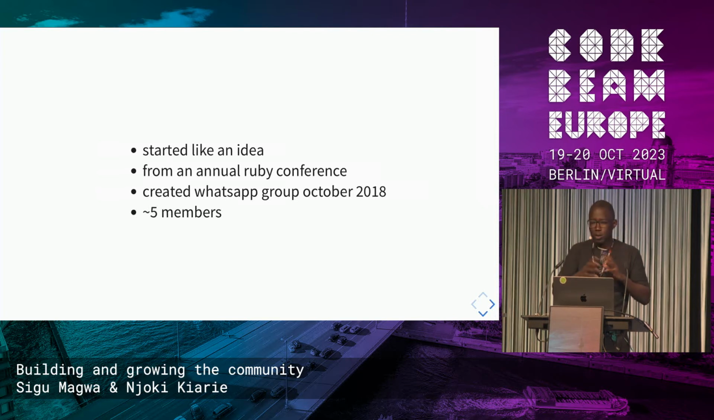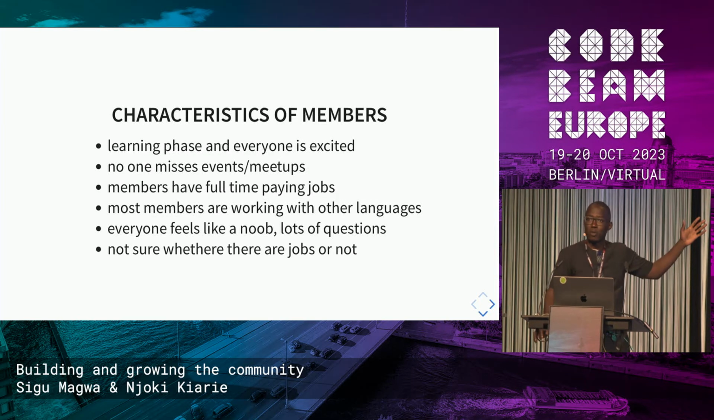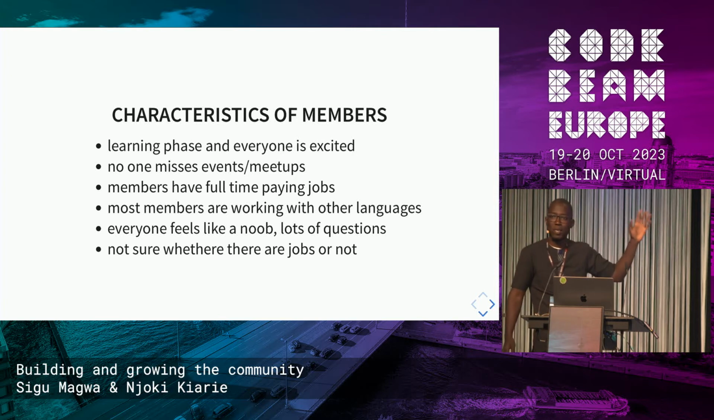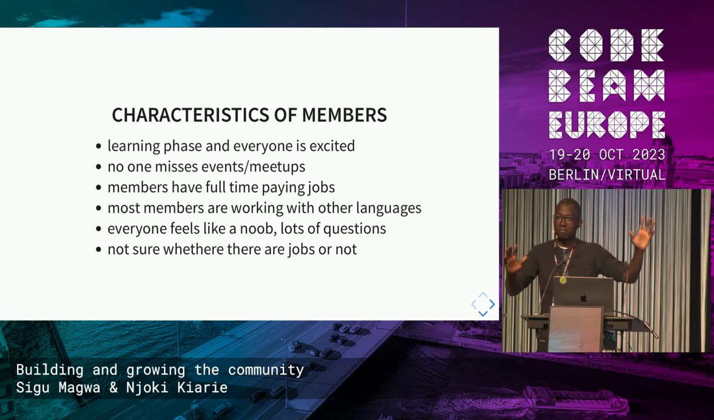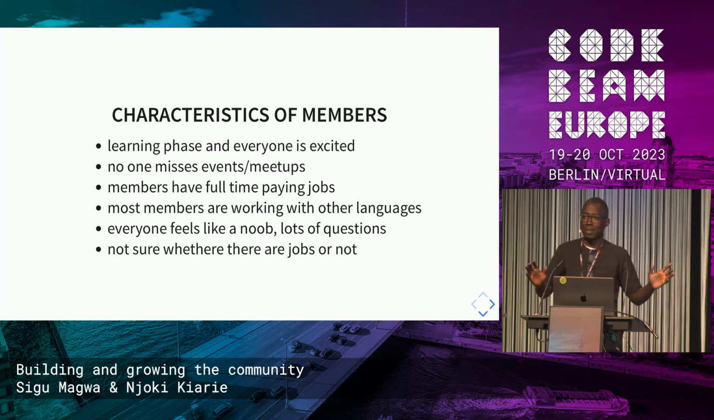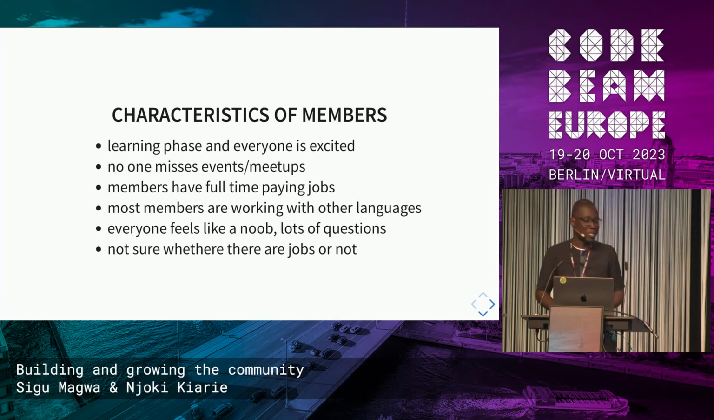So in October around 2018, we created a WhatsApp group. We were about 5 members, and all of us knew each other. At this point, when you're starting out a community, there are a few things that you will notice. Everyone is excited, and people are just learning. If you call for any meetup, everyone will show up, because it's a very exciting thing. It's new, and everyone wants to do it. Everyone wants to show up.